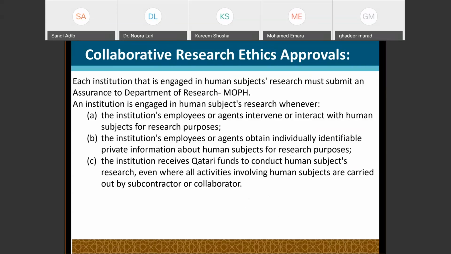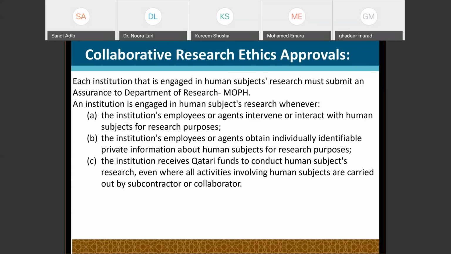So for us, when we see that you have collaborators, let's say local, we check if these local institutions have assurance. If they have assurance, then we won't get back to you. But if we cannot find whether those institutions have assurance, we will get back to you and request the assurance number.